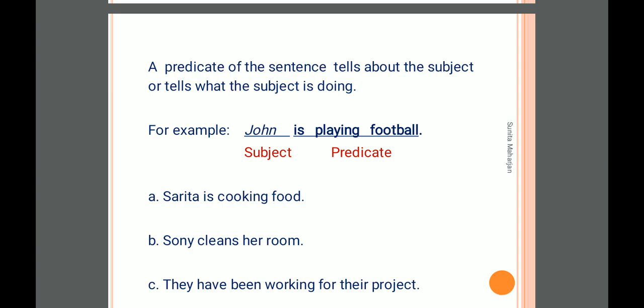We have a few more sentences. Sarita is cooking food. Sarita, subject, is cooking food, predicate. Soni, subject, cleans her room, predicate. They have been working for the project. They, subject, have been working for the project is predicate.